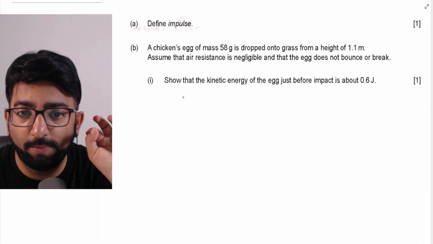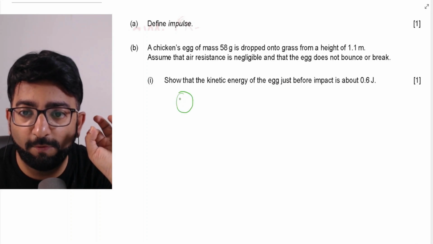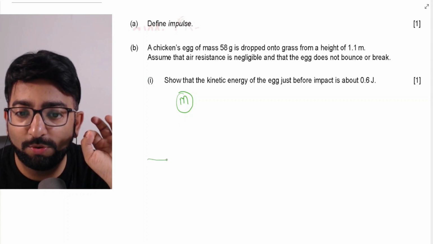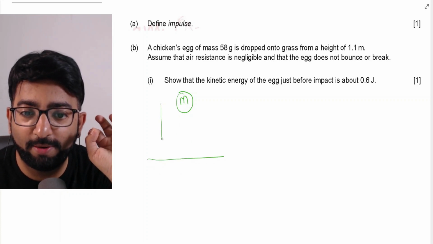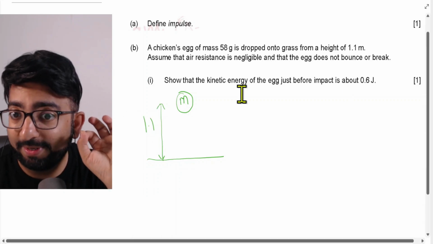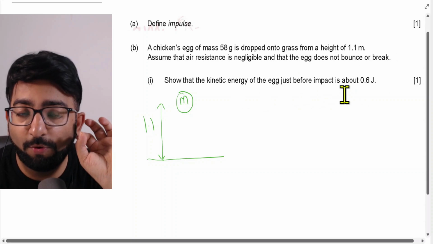So let's draw a diagram. We have a chicken's egg of mass m. It is dropped onto grass from some height, and that height is 1.1 meters. We have to figure out the kinetic energy of the egg just before impact.